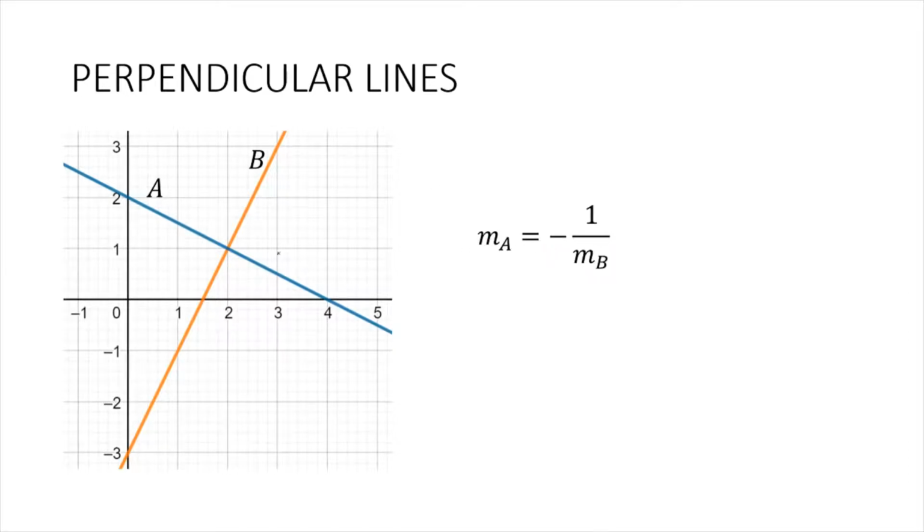Negative because if you look at the two lines, line B has a positive slope while line A has a negative slope. So it follows that the slope of one is negative the slope of the other. And then it's reciprocal because the rise of line A is the run of line B, while the run of line A is now the rise of line B.